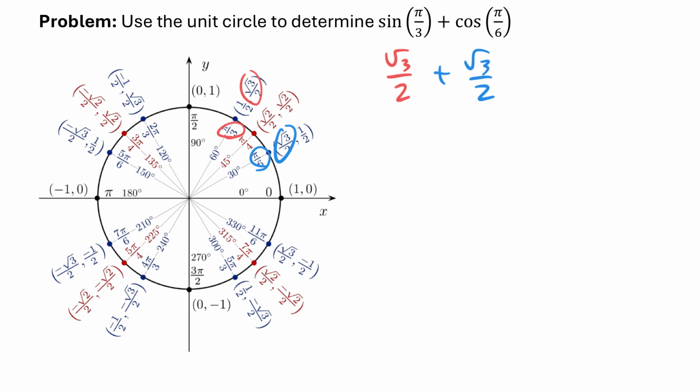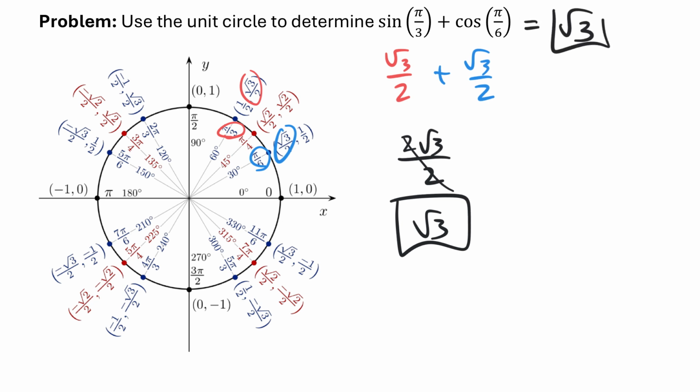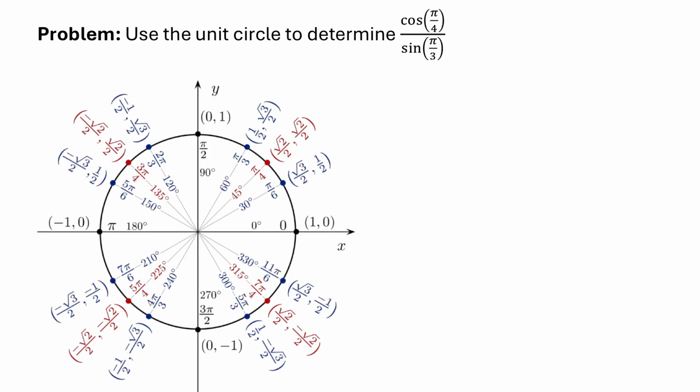Now we simply use our arithmetic skills, so this will be root 3 plus root 3 is 2 root 3 over 2, and the 2's cancel, giving us root 3 as our final answer. Or we could put equals root 3 up here. So again, step 1 here, if you think about it, is find the actual trig values, and then step 2 is combine them using our basic skills of arithmetic. Of course, the arithmetic might be a little more complicated.